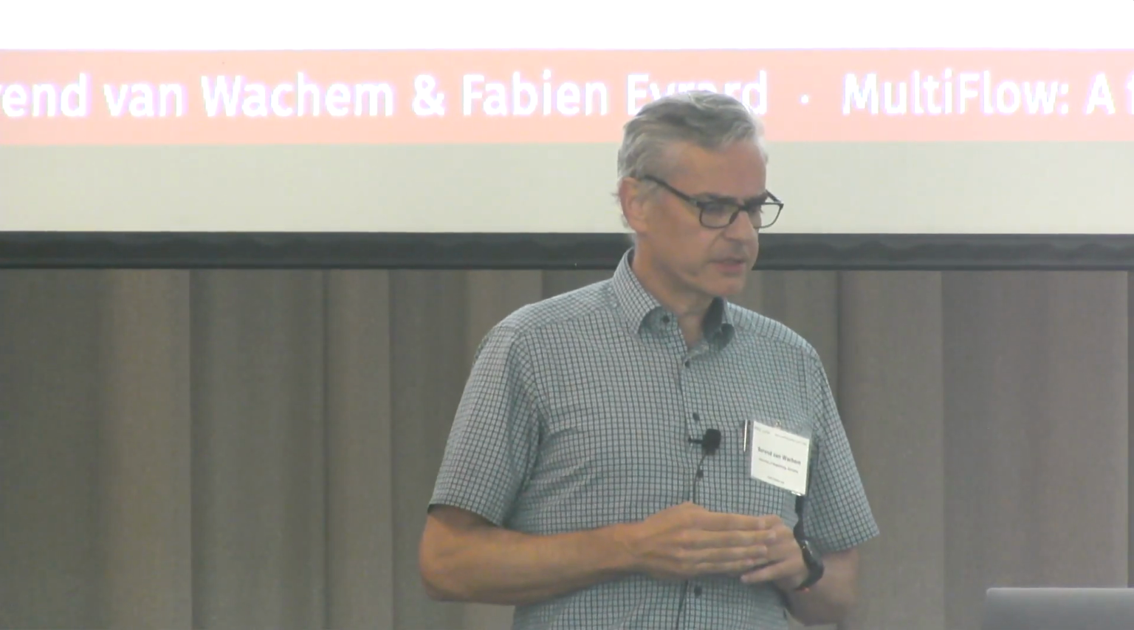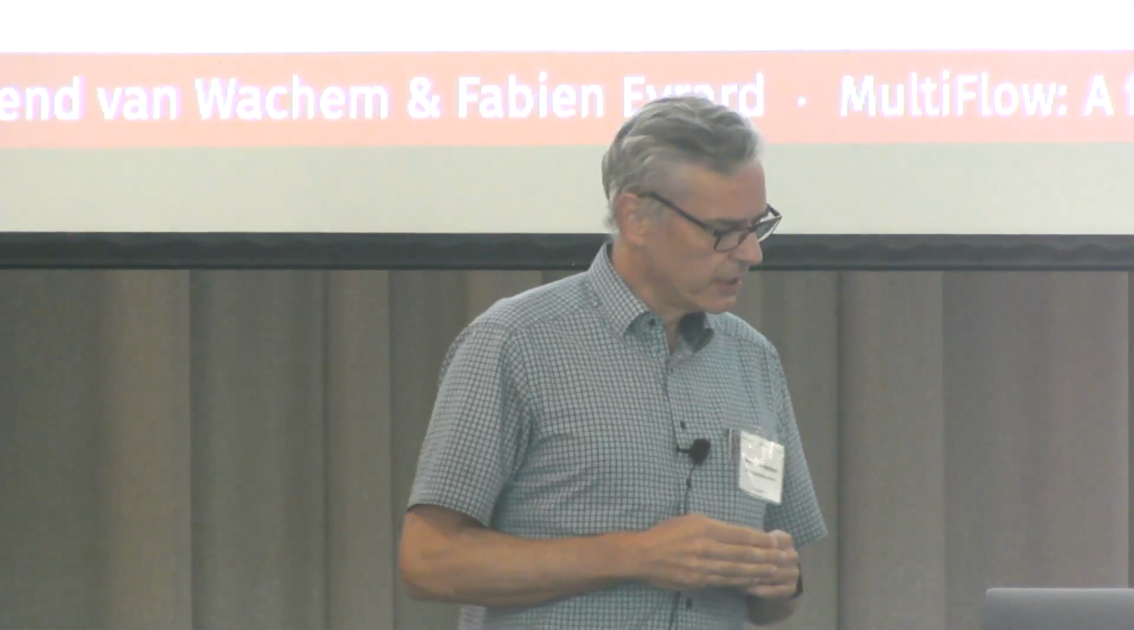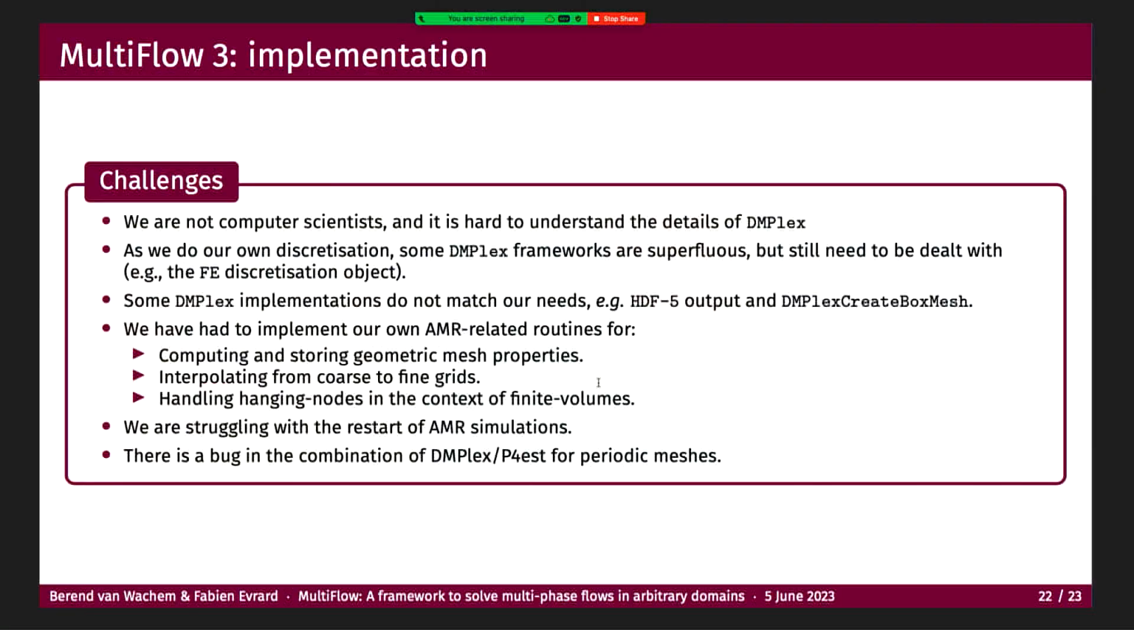We also had to implement some of our AMR-related routines, like computing and storing geometric mesh properties, where the mesh face is cut and you would still want to have the normals, the volume of a mesh. How we interpolate variables between coarse and fine meshes of some of the variables we implemented. Also how we handle hanging nodes, we call it. I'm not sure if that's a common thing, but where basically a coarser mesh and a finer mesh come together. How the fluxes are treated at hanging nodes. That's something which we also had to implement ourselves.